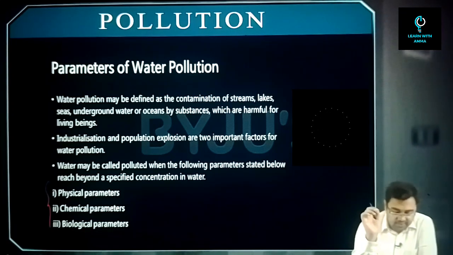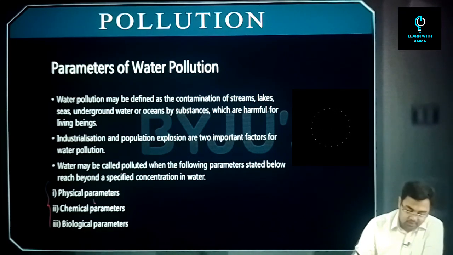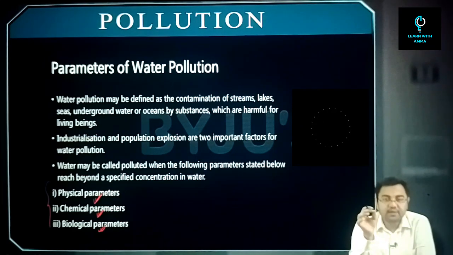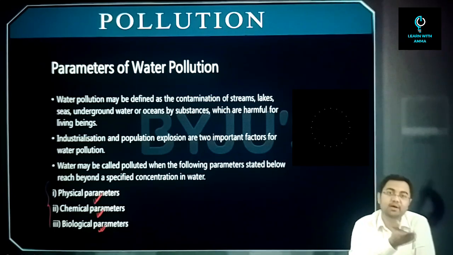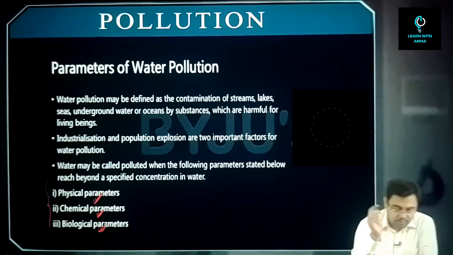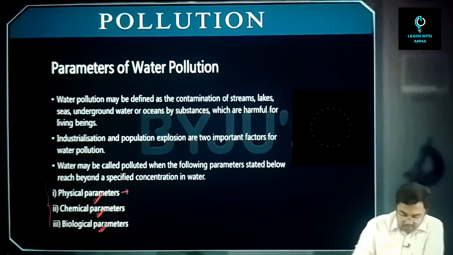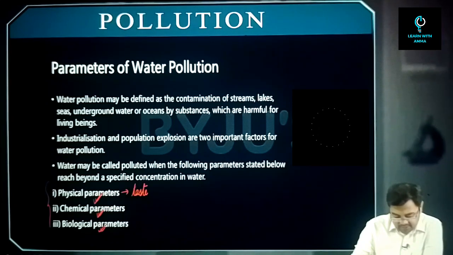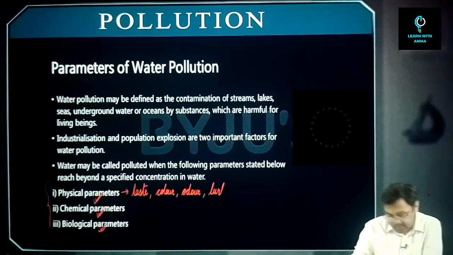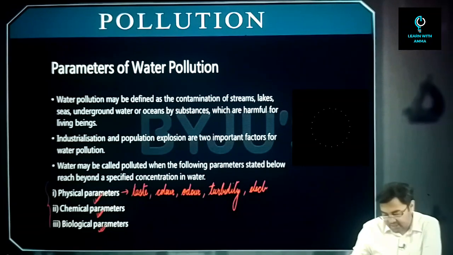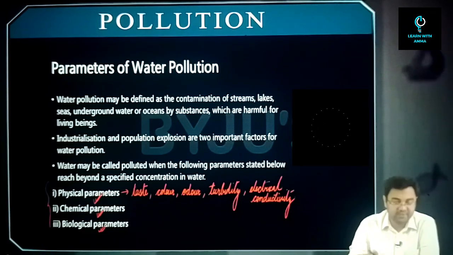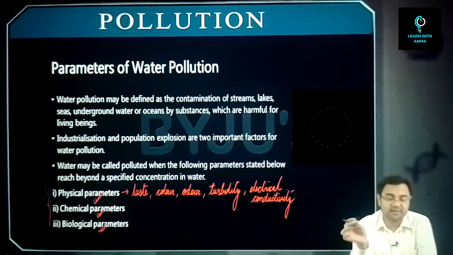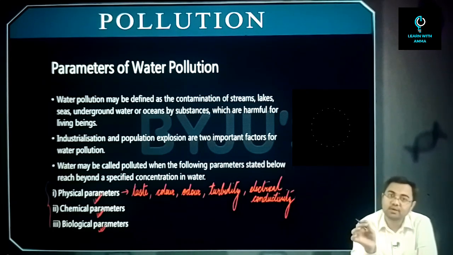So what are these parameters? We have three parameters: physical parameters, chemical parameters, and biological parameters. Physical, chemical, and biological are basically related to the physics, chemistry, and biology of water. So what are physical parameters? You can talk about taste, color, odor, turbidity, electrical conductivity. So if there is an undesirable change in any one of these parameters, then in that case we can say that water is polluted.